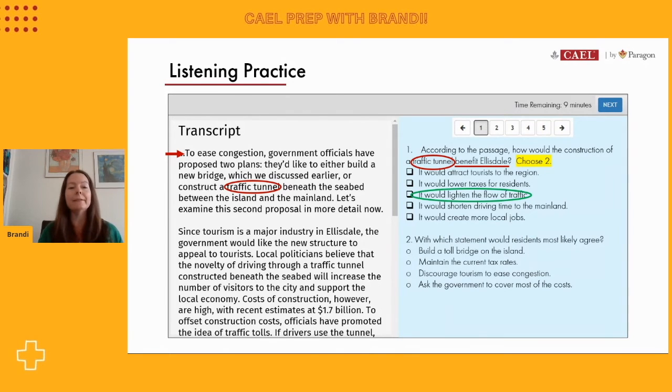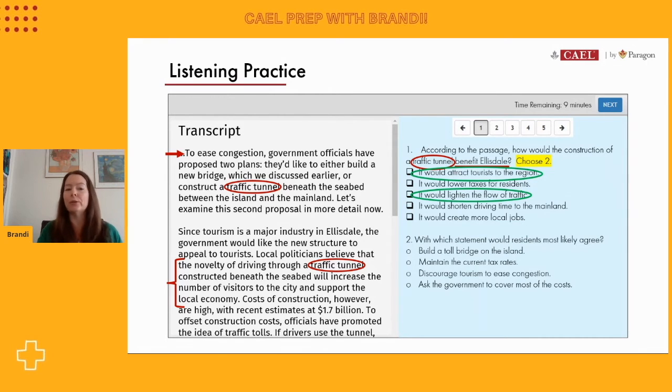So we're listening still for our second benefit, and we don't yet have it in that first little paragraph. So the second paragraph, or the continuation of the lecture itself when we were listening, the speaker once again brings up this idea of the traffic tunnel. So that whole part of the lecture, just to jog our memory, says, as you can see, local politicians believe that the novelty of driving through a traffic tunnel constructed beneath the seabed will increase the number of visitors to the city and support the local economy. So that phrase, when you look back again at your answer choices, it directly matches the idea suggested in answer choice A. This is talking about attracting tourists to the region.